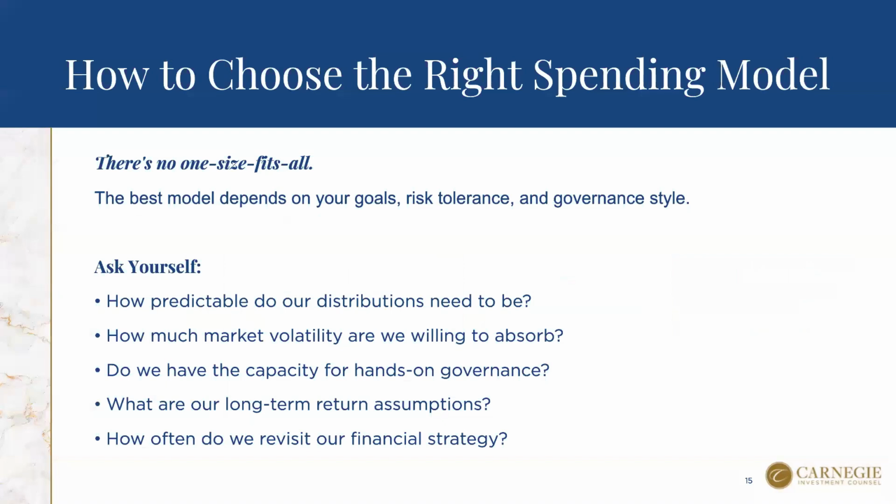So, how to choose the right spending model? The truth is, there is no one size fits all here, and your model needs to match your specific goals for this account, as well as your organization's tolerance for risk and your governance style. So ask yourself, how predictable do distributions need to be? How much market volatility are we willing to absorb? Do we have the capacity for hands-on governance? What are our long-term return assumptions? And how often are we even going to revisit our financial strategy?